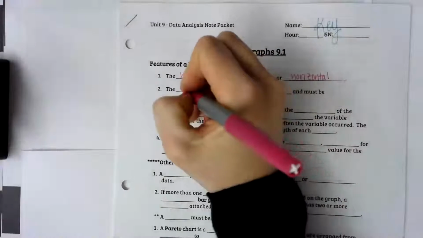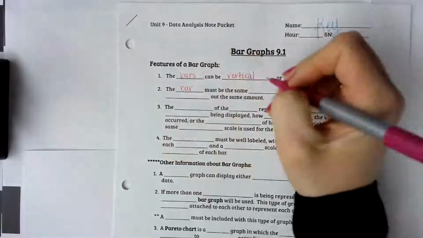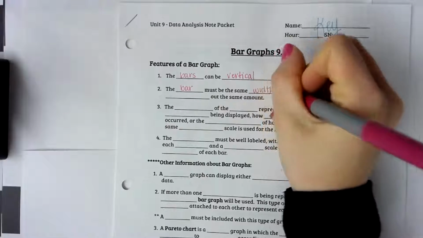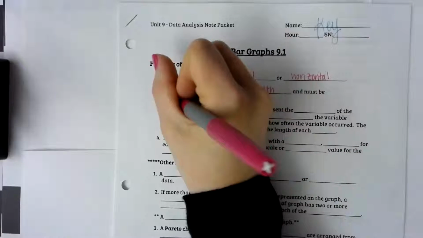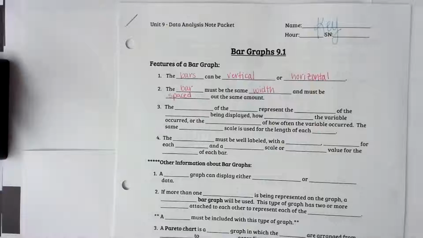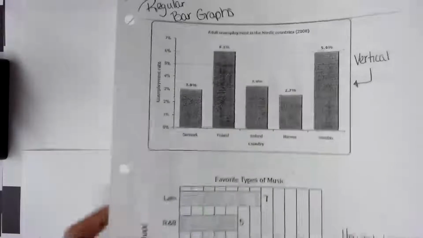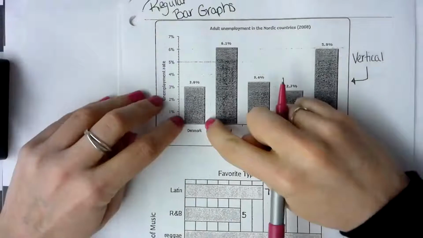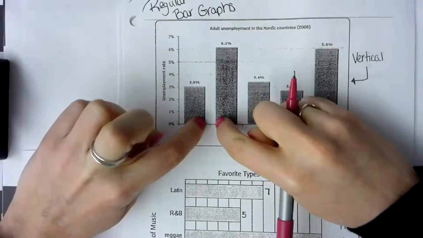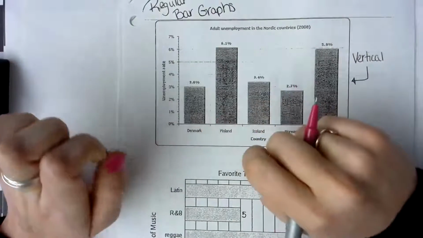So each bar must be the same width and must be spaced out the same amount. So meaning that each bar needs to be the same from side to side, and there needs to be the same amount of space in between each bar.